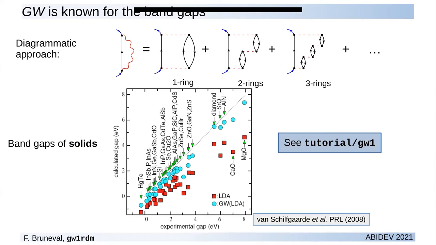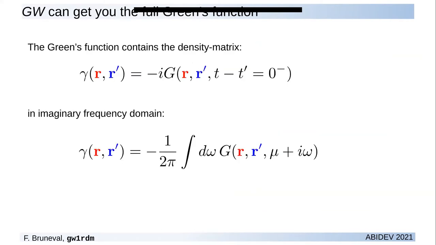Maybe you have heard about GW, because with GW, we can calculate accurate band gaps in solids. This is the famous graph from van Schilfgaarde and co-workers, where we compare the calculated gap within GW against experiment, and all the blue dots are very close to the diagonal. GW is known for that, and Abinit can do that for many years. For instance, you have the tutorial GW1 that tells you how to do that for silicon.